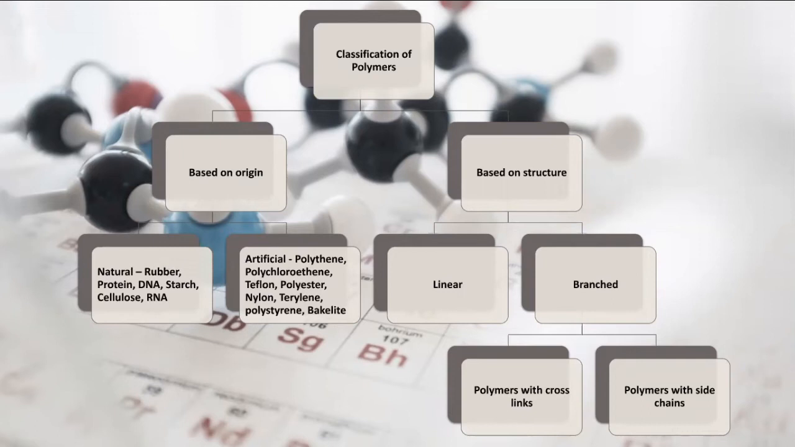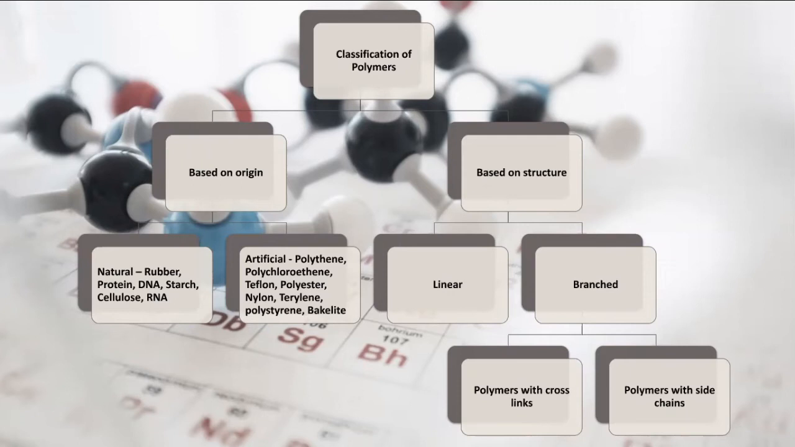All that we discussed so far are artificial polymers: polythene, polychloroethene, Teflon, and then there's polyester, nylon, and terylene, which are synthetic fibers used to produce garments. And then polystyrene, which is commonly known as rigiform. And bakelite is the first plastic made from synthetic compounds.